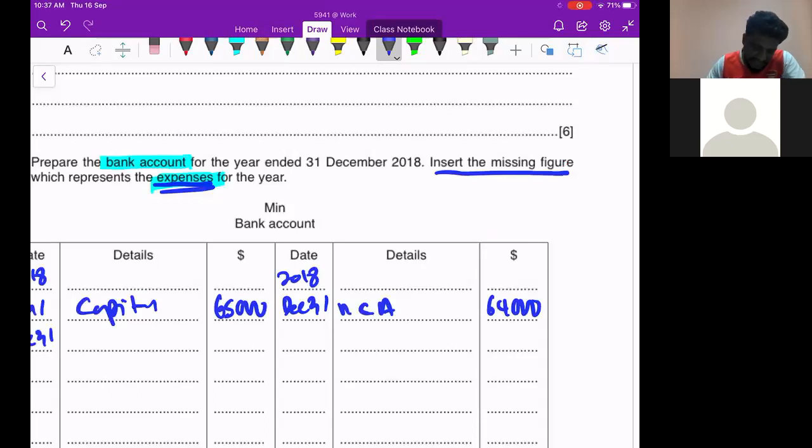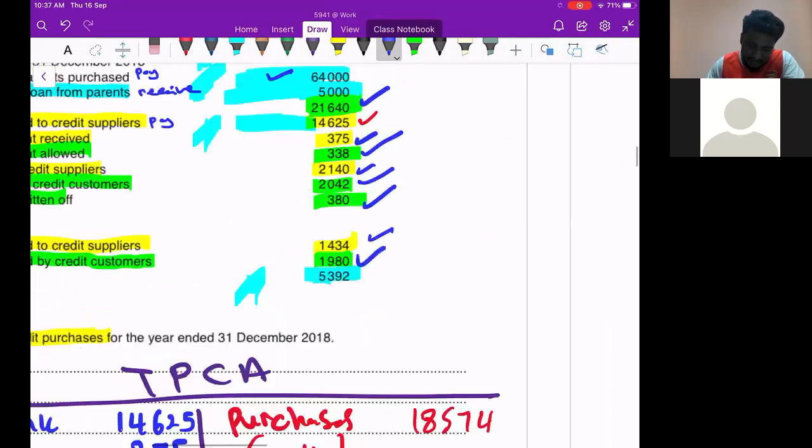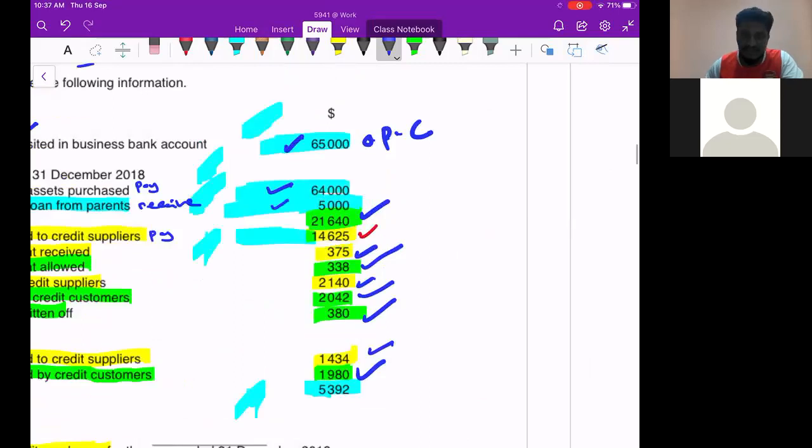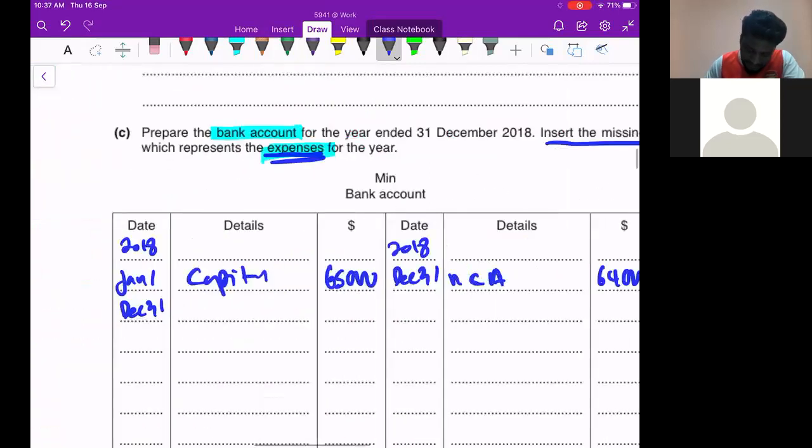After that, we receive a loan, right? Yeah, 5,000. We receive a loan, so the loan will be on the debit side because we receive money. We write here loan. Or you can write loan from parents, but loan is good enough.